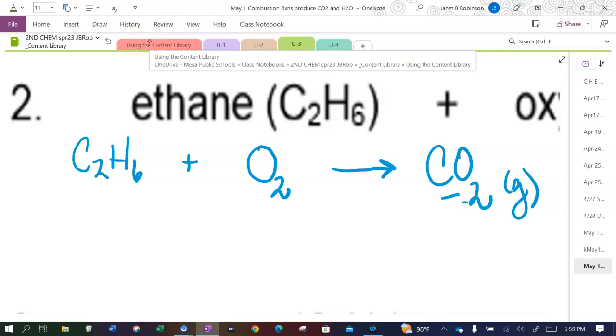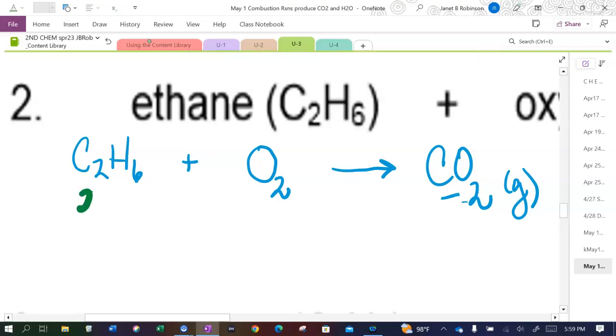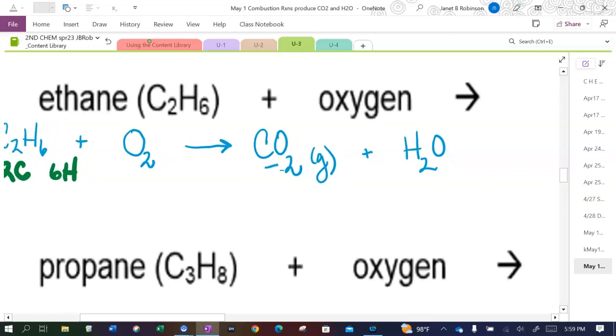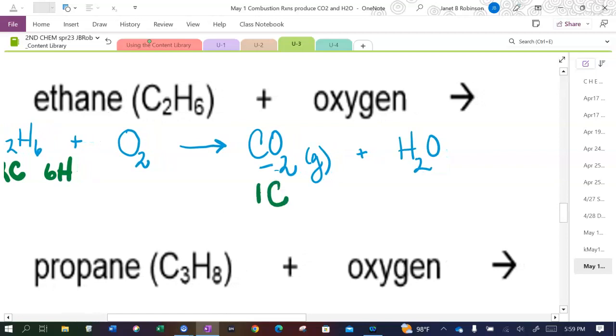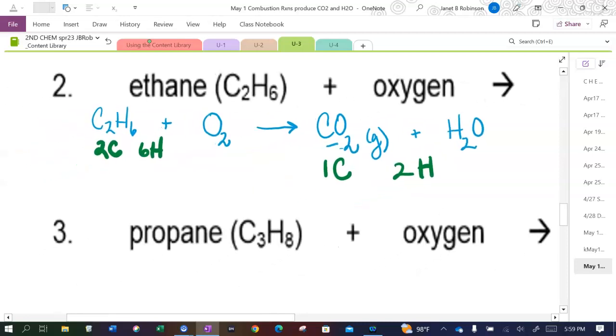All right. So we have 2 carbons and we have 6 hydrogens. Now, let's go over here to the other side. We have 1 carbon and we have 2 hydrogens. So now we see that we have 2 carbons here and only 1 here. So in order to get 2, we have to bring that 2 up here as a coefficient. And now that gives us 2 carbons, but it gives us 4 oxygens.